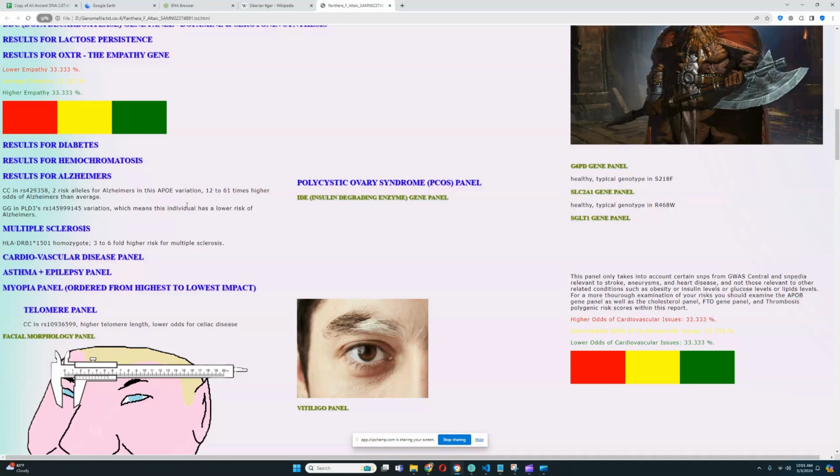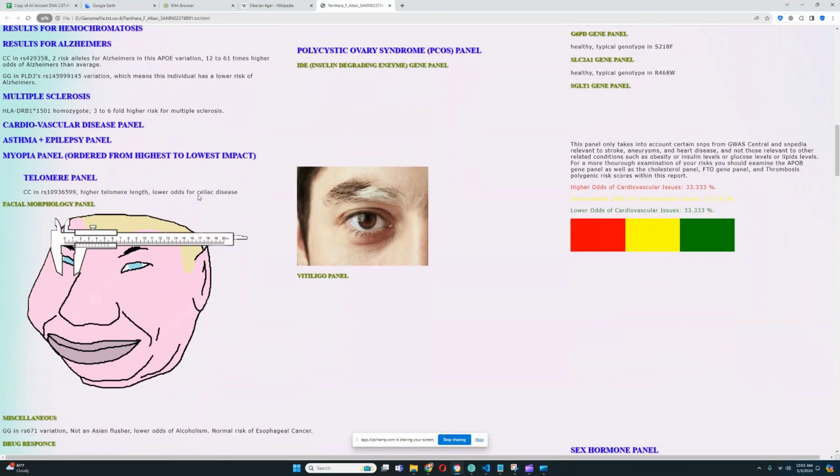And this leopard, this Siberian tiger, has two risk alleles for Alzheimer's in this variation of APOE, which is kind of crazy. I don't think Siberian tigers have Alzheimer's. I don't think they do, but she does have two risk alleles here for Alzheimer's. Kind of crazy. Okay, lower odds for celiac disease in this variation, but it's in telomere panel.